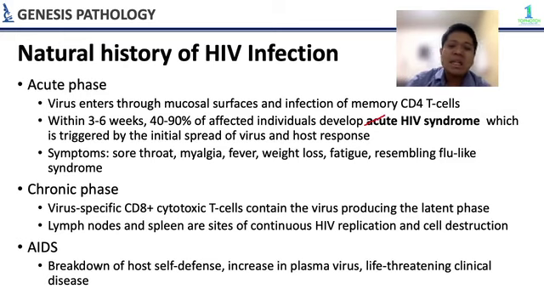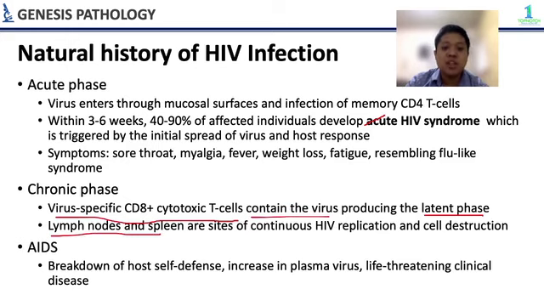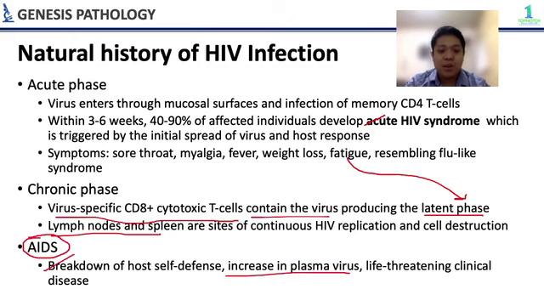Then after nun, magiging clinically silent yung person for a while, called the latent phase, because the body produces virus-specific CD8 cytotoxic T cells that contain the virus. However, sa lymph nodes and sa spleen, mayroong continuous HIV replication and cell destruction. So even though the person is asymptomatic, bumababa yung CD4 counts nila. And then lastly, you have the AIDS. So dito nagkakaroon na ng breakdown of host self-defense, increase in plasma virus levels, and life-threatening clinical disease because of the opportunistic infections.